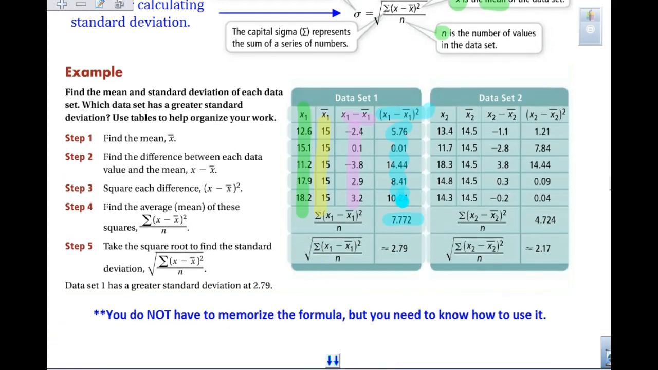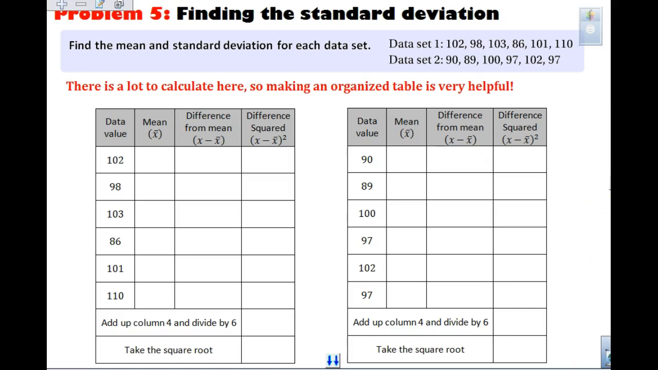So the nice thing is, you do not have to memorize this formula. Isn't that nice? But you need to know how to use it, and we are really going to be putting it in spreadsheets and using technology instead of ever doing this by hand. But you do need to do it at least once by hand.